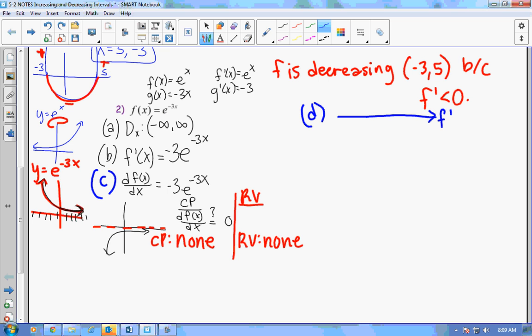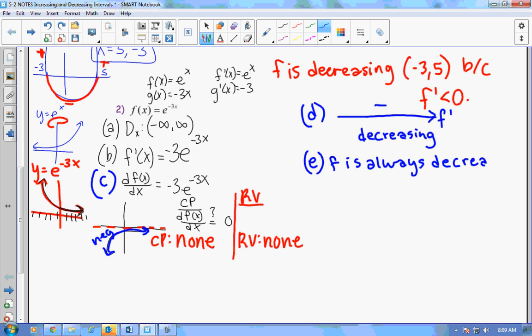What's always happening with this derivative? What's the sign of this derivative always? Negative. So the derivative f prime is always negative, meaning that the original function was always decreasing. And E is the answer. F is always decreasing. Do you remember how we did this last time? Because, how can we prove? Because f prime is less than 0.